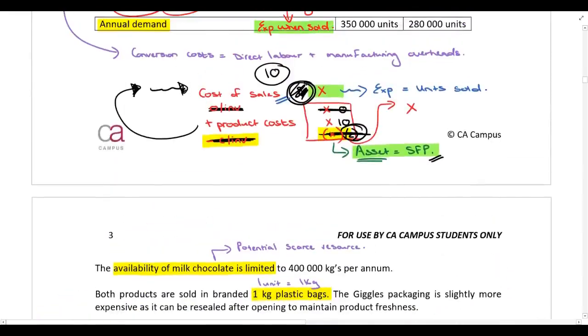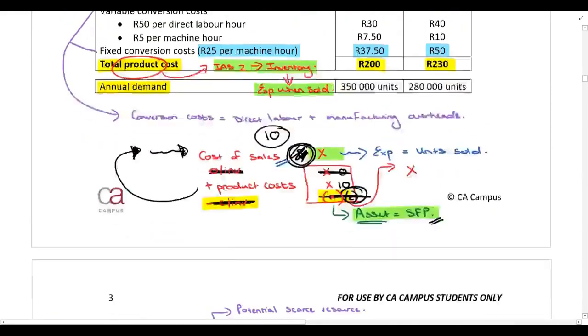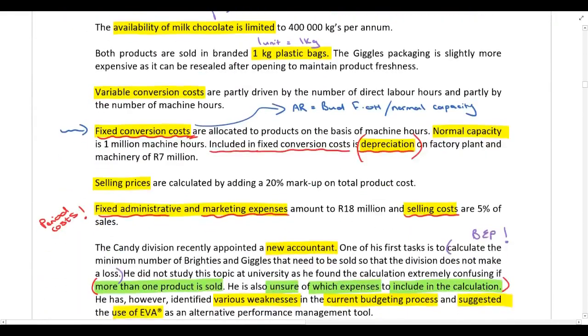The allocation rate is 25 Rand per machine hour, because we know that the fixed conversion costs are allocated on the basis of machine hours. So we would take the total budgeted fixed overhead, we would divide by machine hours, and that would give us a rate per machine hour. So we've got the allocation rate. We also have normal capacity. Normal capacity is 1 million machine hours. So working backwards, we can calculate the budgeted fixed overhead.